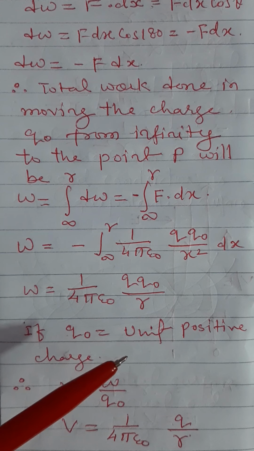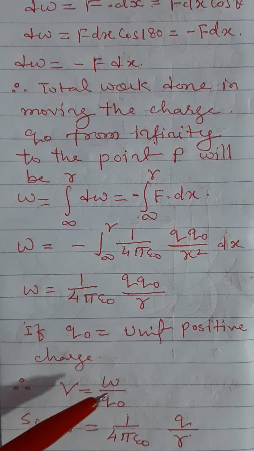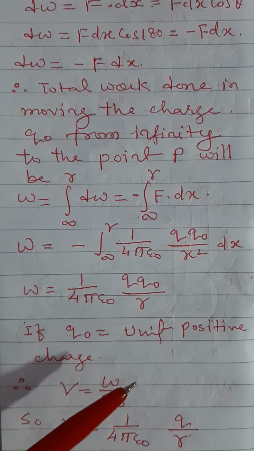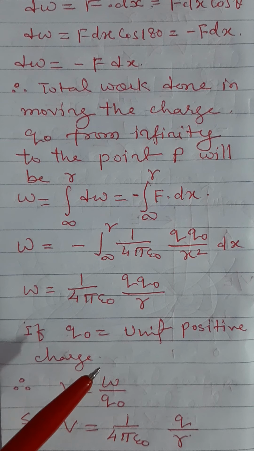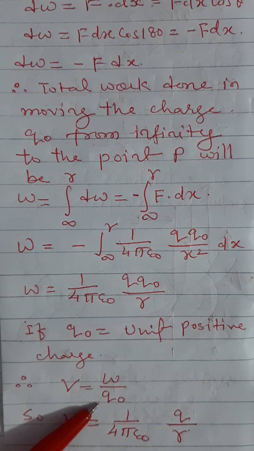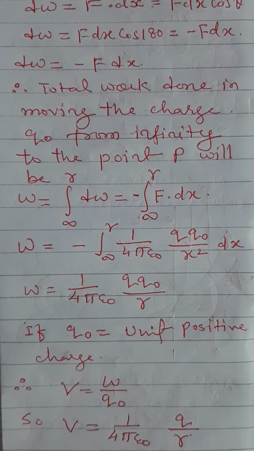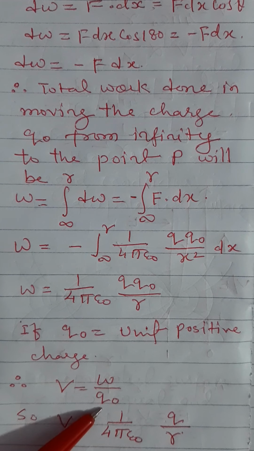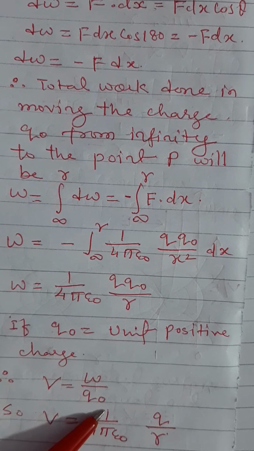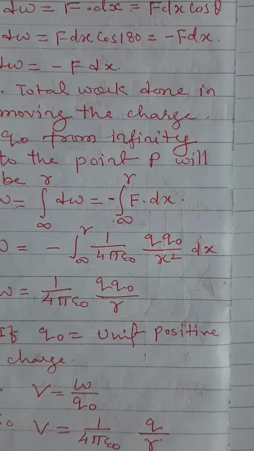After integration the work done is given by 1 by 4 pi epsilon naught Q into Q naught by r. If the test charge, or you can say unit positive charge, is unit, then the potential is equal to work done per unit positive charge, which equals 1 by 4 pi epsilon naught Q by r. Here you have to remember the unit positive test charge Q naught is equal to unit.